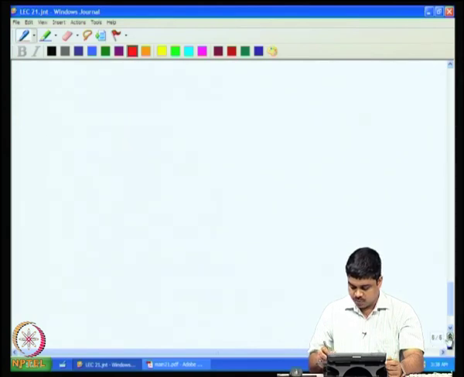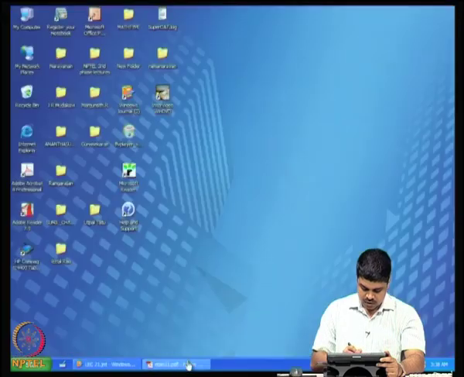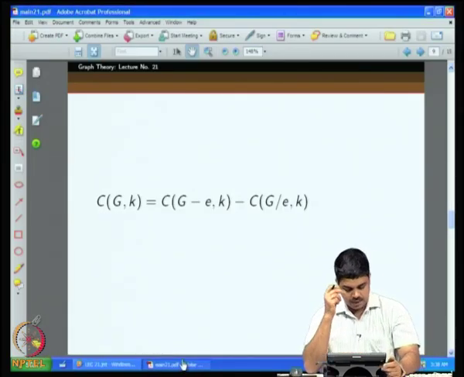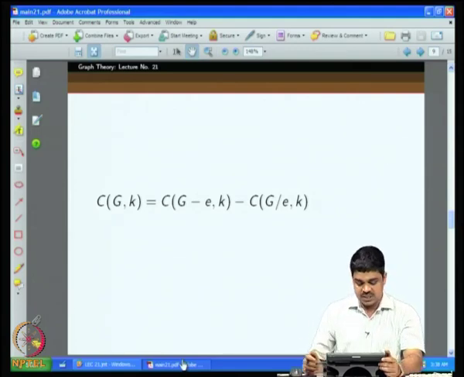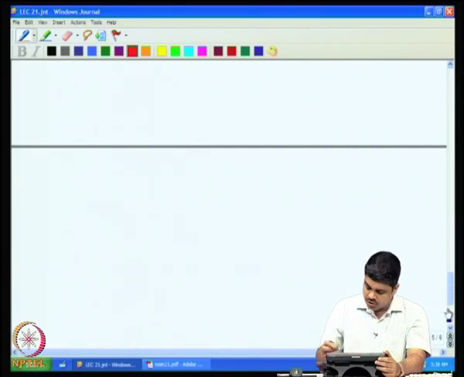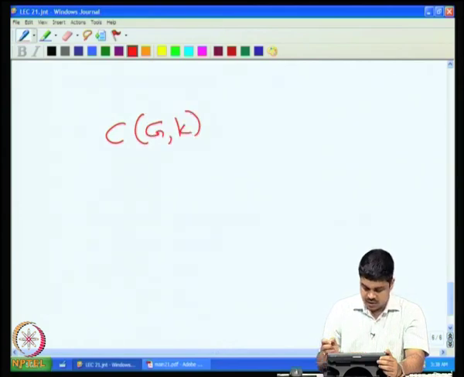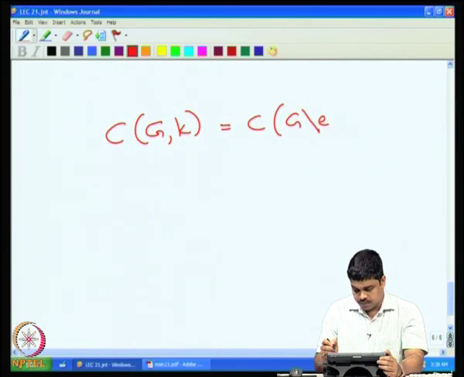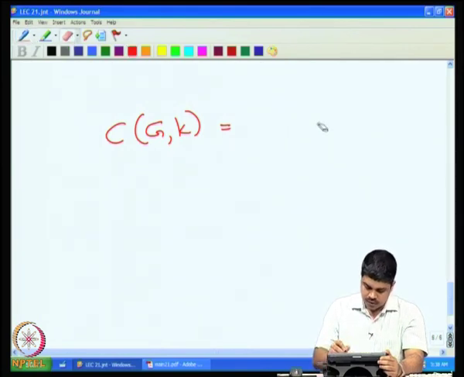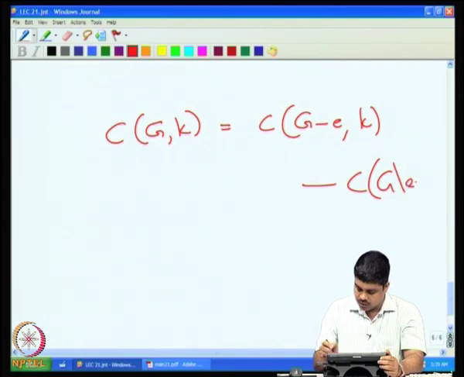But to prove this, we need to observe a certain fact about this number C(G, K). This is the fact we need: C(G, K) can be recursively expressed as C(G minus e, K) minus C(G contracted e, K). Which essentially means that C of G comma K, how many times you can color a graph with K colors, is equal to C of G minus e, K, minus C of G bar e, K. This is a contraction operation.